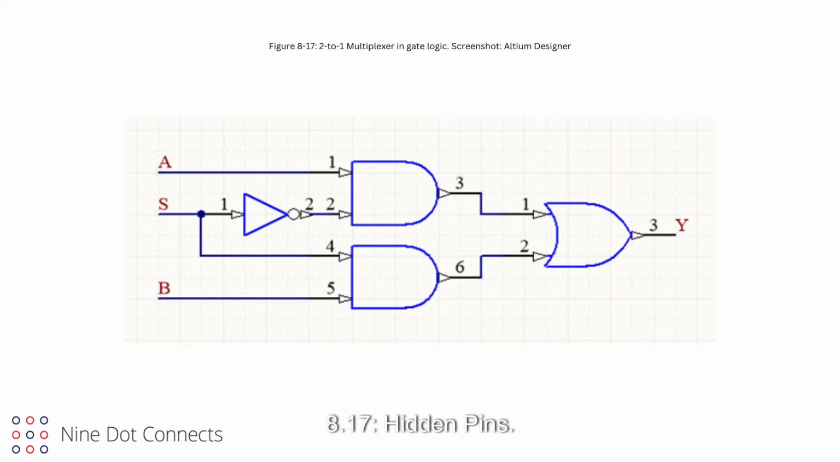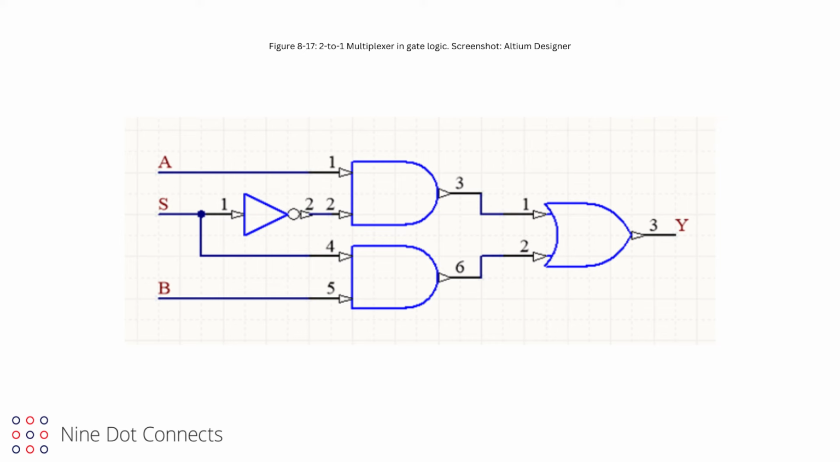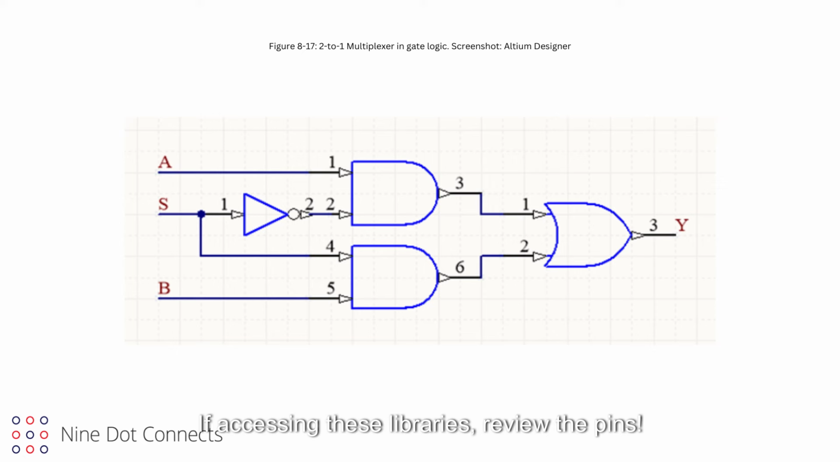8.17. Hidden pins. Hidden pins were an attempt to deal with power and ground when designing digital circuits on the gate level. This practice was prevalent in the 1980s, but was replaced with the use of more complex digital ICs. As mentioned throughout these chapters, the IC symbol style relies on the pin names and their corresponding numbers, thus there is no longer the need to hide pins. Unfortunately, the practice of hidden pins is still allowed, and it should be avoided at all costs. Note, legacy libraries may have parts with hidden pins. If accessing these libraries, review the pins.